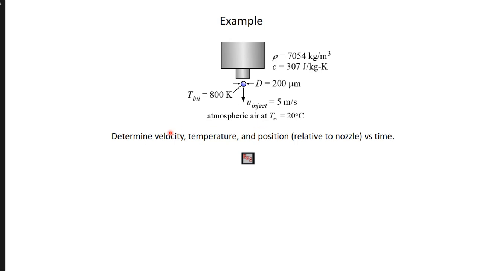So we need to determine the velocity, the temperature, and the position of this droplet as a function of time, as it falls after it leaves the nozzle.